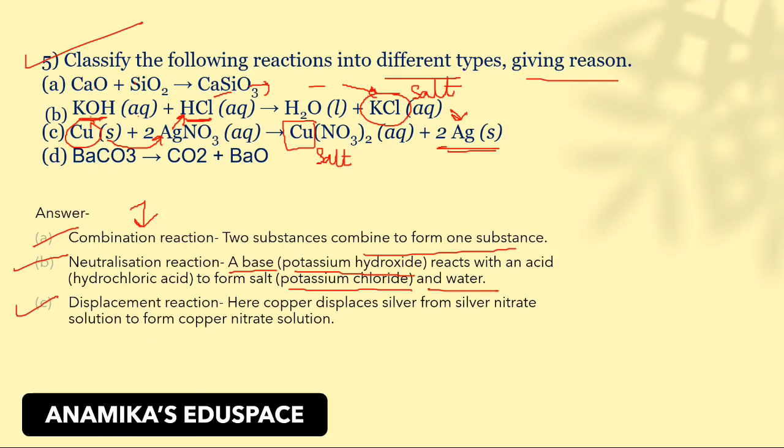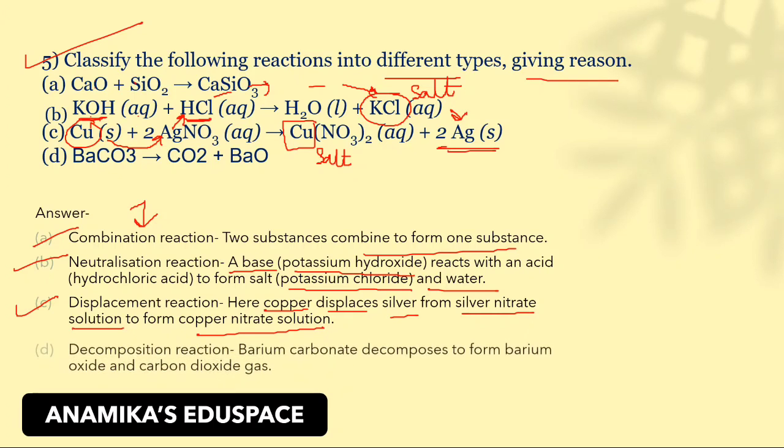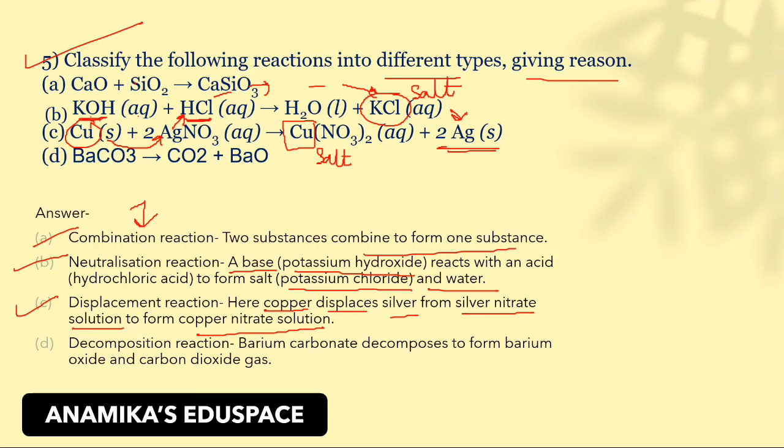Okay. So that's why the copper is displacing the silver, that is Ag, from the silver nitrate solution to form the copper nitrate solution. So copper is kicking out Ag from its solution and taking silver's place. Next, decomposition reaction, because only a single substance is there. I already taught you that when there is a single reactant, that is A, heated up and giving us two different products, that is C plus D. So it is a decomposition reaction.